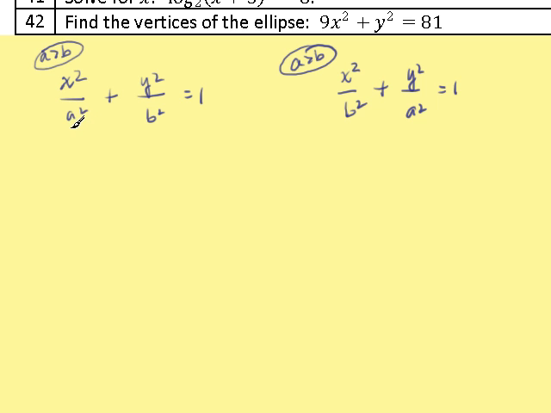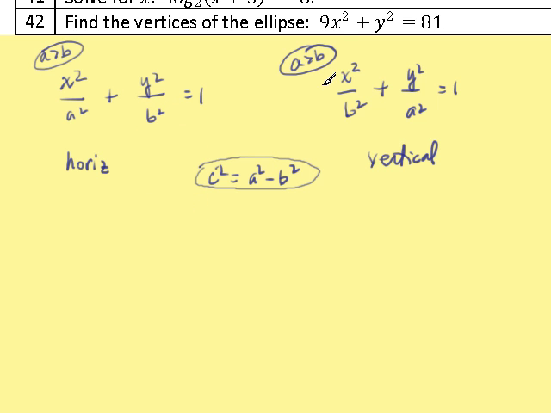Now, if the larger number is underneath the x squared, that means it's a horizontal ellipse. Major axis is horizontal. And here, the larger number is under y, it's a vertical ellipse. Major axis is vertical. For both of these, we have the equation c squared is equal to a squared minus b squared. Remember, a is the bigger one. That one comes first. So we have that for both. And c is going to give us the location of the two foci.